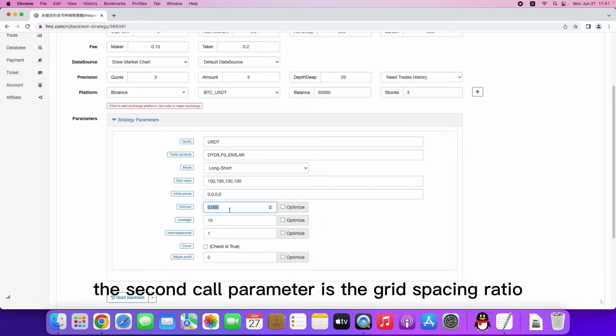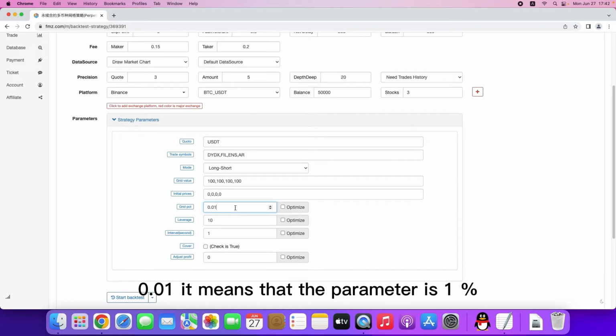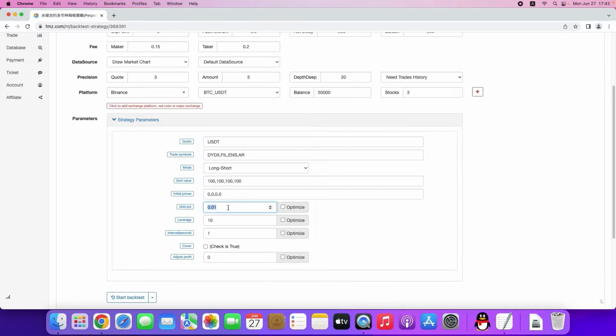The second core parameter is the grid spacing ratio. We can see that the grid spacing ratio is this parameter. It is set as percentage. For example, if we set it as 0.01, it means that the parameter is 1%. That is to say, the price increases by 1% or decreases by 1%. Of course, it is based on the base price when the grid starts to run. A rise of 1% or fall of 1% will trigger a grid long or short.